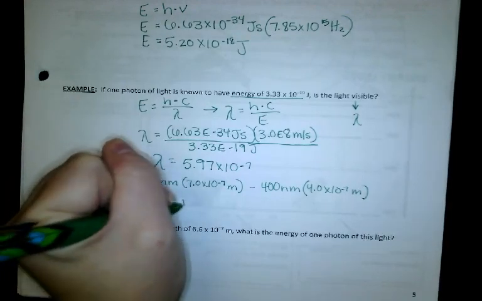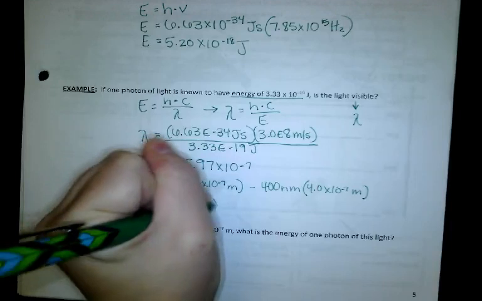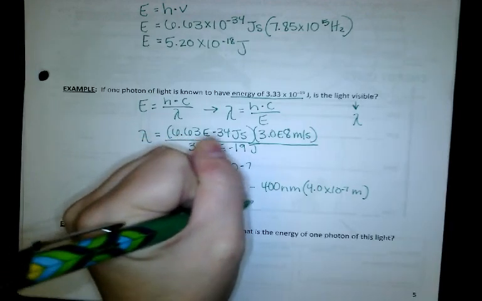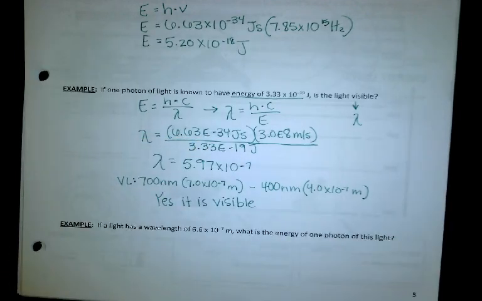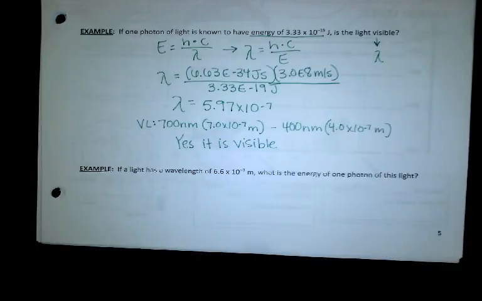Okay. Now the last one, it says if a light has a wavelength of 6.6 times 10 to the negative 7th meters, what is the energy of one photon of this light? Okay. So what energy actually describes here is the energy of the photon. So remember, light has that particle-wave duality. And so what we're trying to find here is the energy of that light, okay?